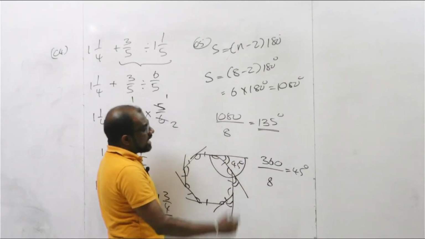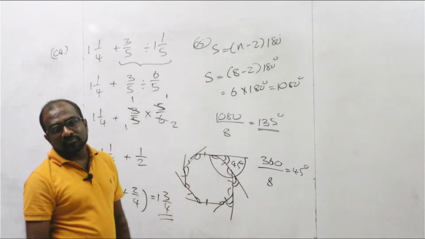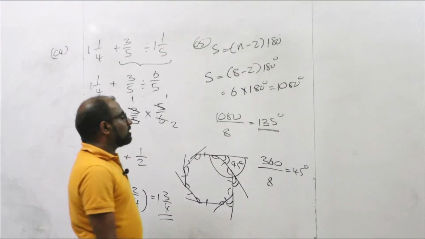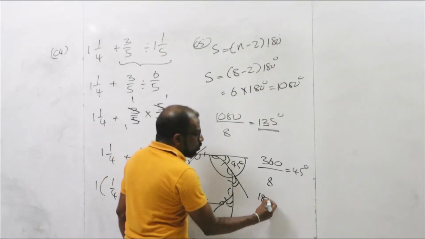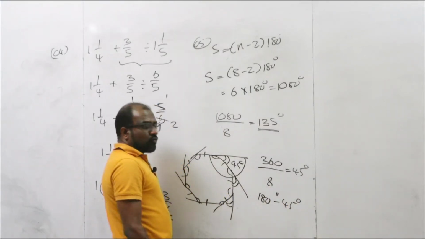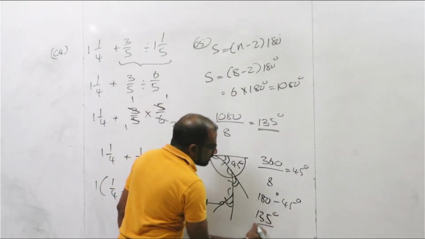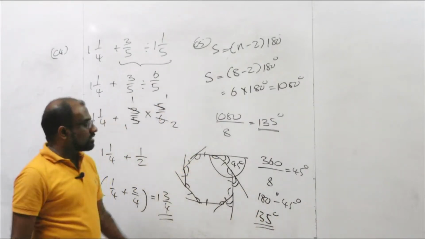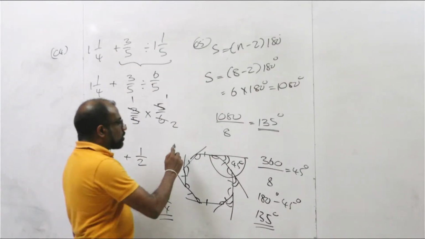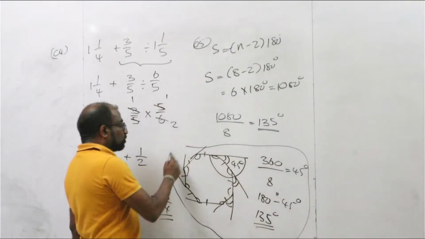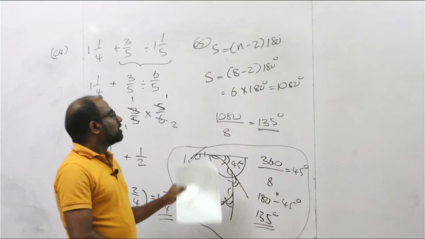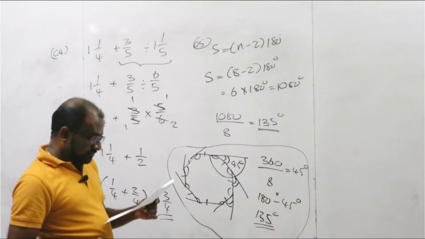Exterior angle and interior angle stay on one straight line. Now, to find the interior angle, 180 minus 45 degrees. What is the answer? 135 degrees. This is the easiest and the shortest method, and this is what I want you to follow. Both answers get you marks, both are correct, but use the shortest method.